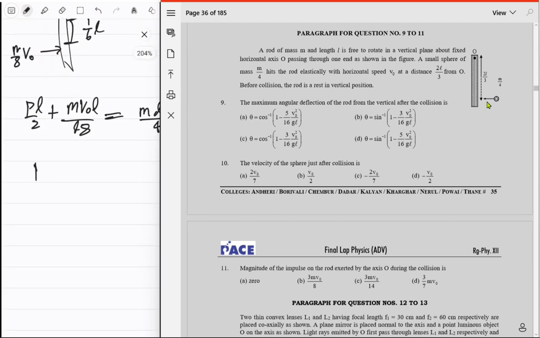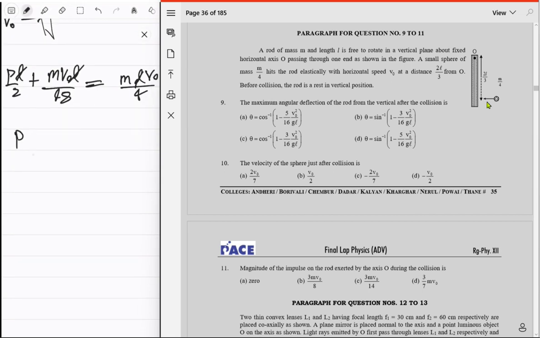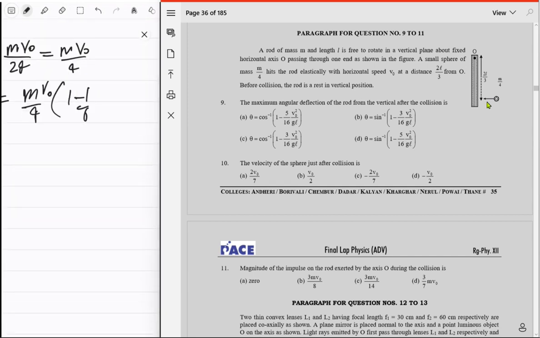So what happens? Just pl, okay, remove l, l is gone, l is gone. P plus mv naught upon 24 is equal to mv naught upon 4. So P is equal to what? Mv naught upon 4 common, just 1 minus 1 upon 6, which is like 5 upon 6. So just 5 mv naught upon 24. And that's not there, of course.